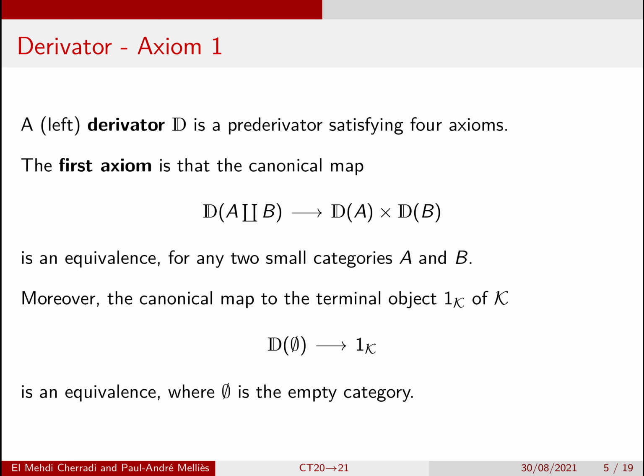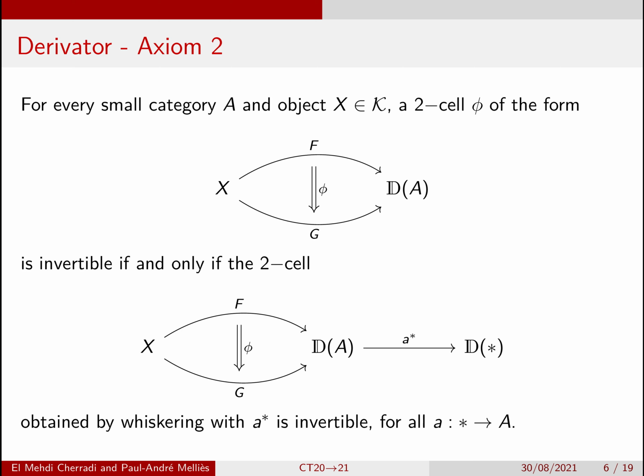To get a left derivator from this, we need our prederivator to satisfy 4 axioms. The first axiom has to do with finite products. It says, first of all, that D of the coproduct is equivalent, via the canonical map, to the product of the D's. And moreover, the canonical map to the terminal object of K from D of the empty category is an equivalence.